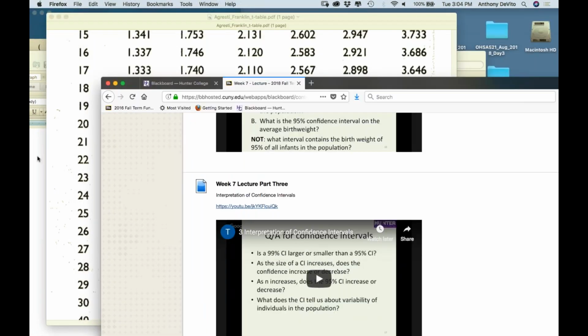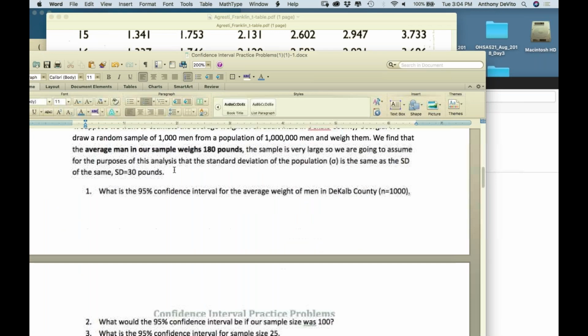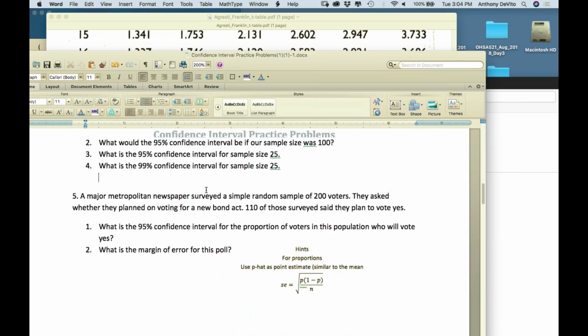Okay, so I want to give you one more problem. A major metropolitan newspaper took a simple random sample of 200 voters. They asked whether they plan to vote on a new bond act. 110 of those surveyed said that they plan to vote yes. What's the 95% confidence interval of voters in this population who will vote yes?